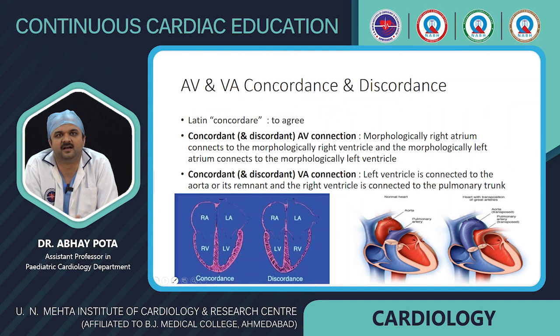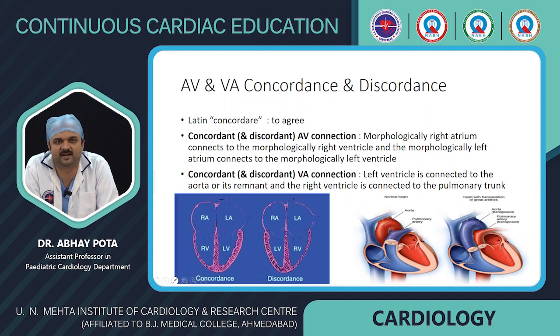So next is AV and VA concordance and discordance. Basically in Latin, concordare means to agree. So concordant and discordant AV connections: morphologically right atrium connects to morphologically right ventricle, and the morphological left atrium connects to morphologic left ventricle. RA is connecting to RV and LA is connecting to LV. That is called concordant AV connection.